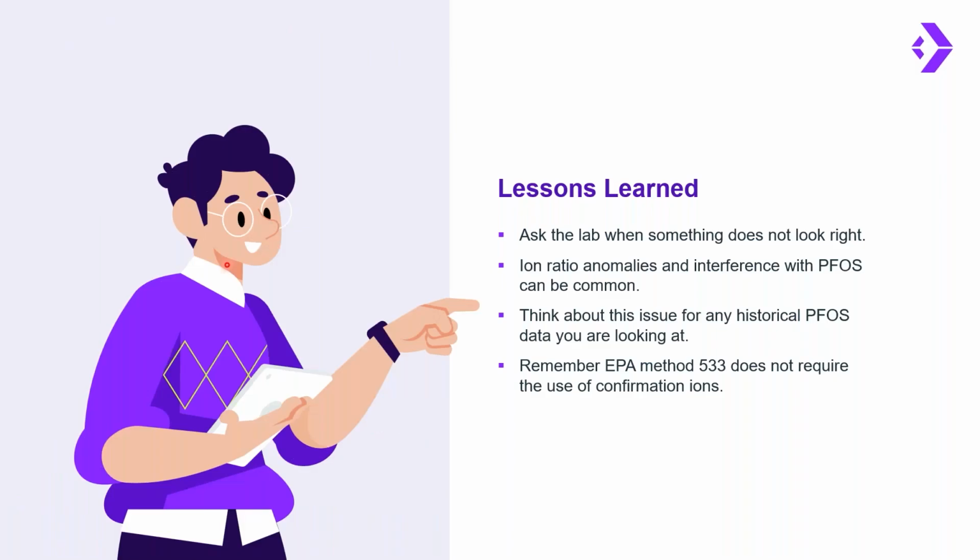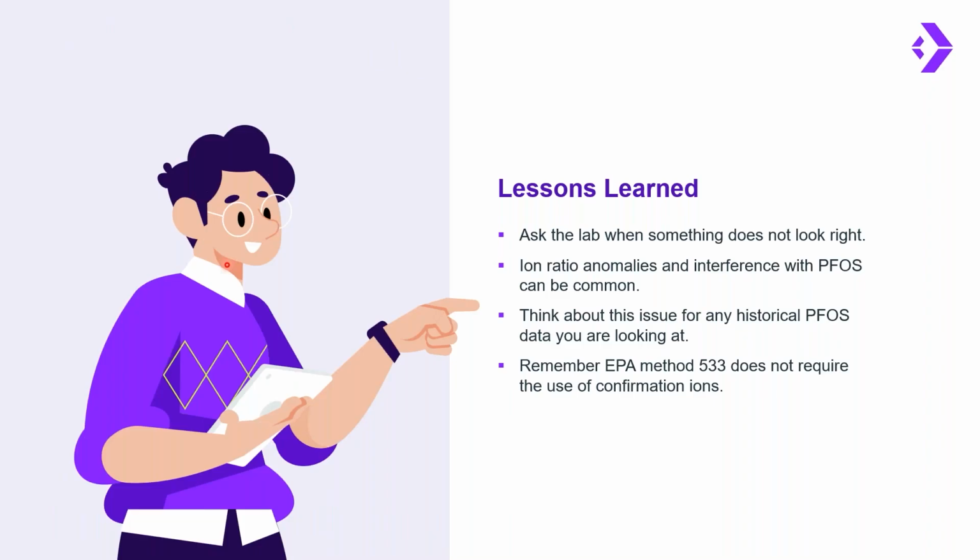So remember a few things with both of these examples I showed you. We had to ask the lab for the reanalysis. If we had not, we would have been reporting false positives or biased high results for PFOS. And seeing interference in ion ratio anomalies with PFOS can be common. When you're reviewing data for PFOS that are flagged as having ion ratio issues, think about this for historical data that you've generated prior to EPA method 1633.